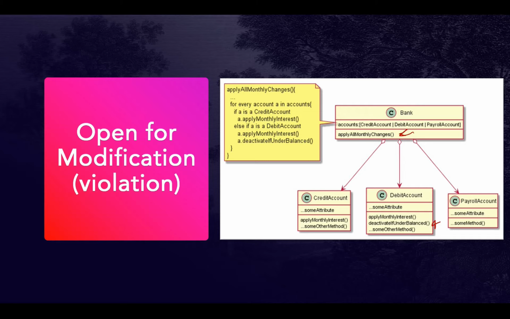Deactivate if under balance will do exactly that. I'm naming them that so that I don't have to write the contents of these methods. Okay, anyway, so this is a system that indeed works perfectly. The bank will be able to apply the appropriate changes to the account types because of these if-else blocks that segregate the accounts based on their type.